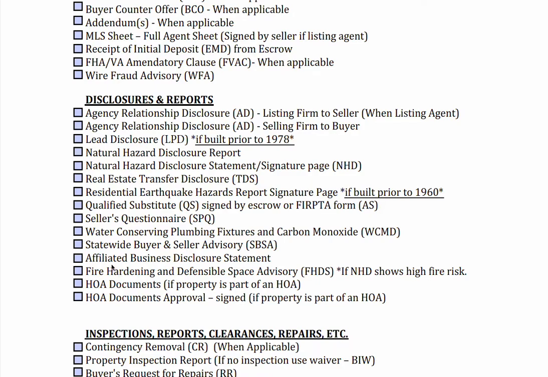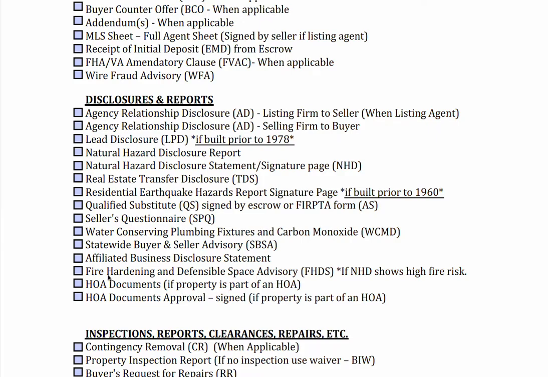If your company has any affiliates, this form must be done to be in compliance with the federal law, RESPA, and I believe there's a state version of that as well. But either way, there must be an affiliated business disclosure statement that we require and many other brokerages require.